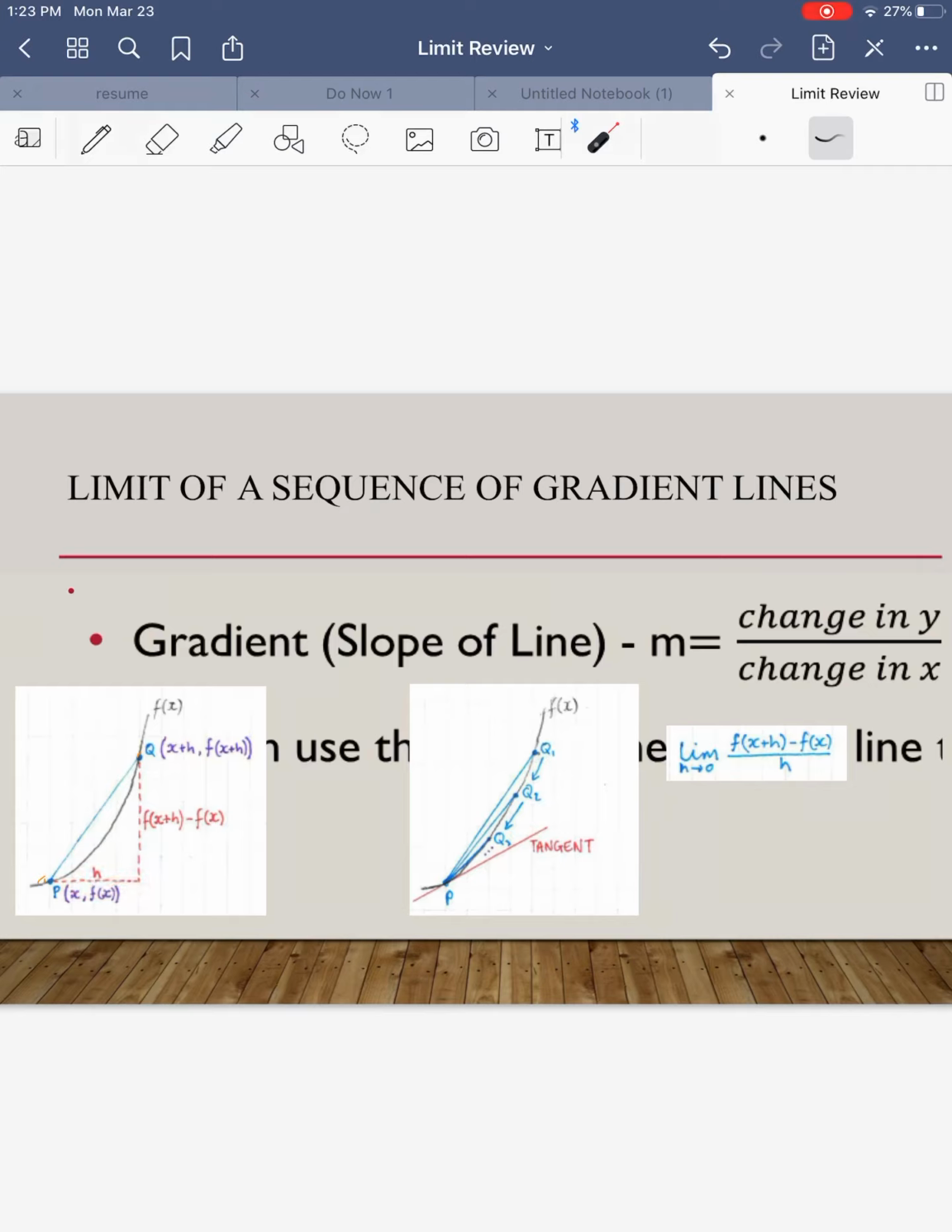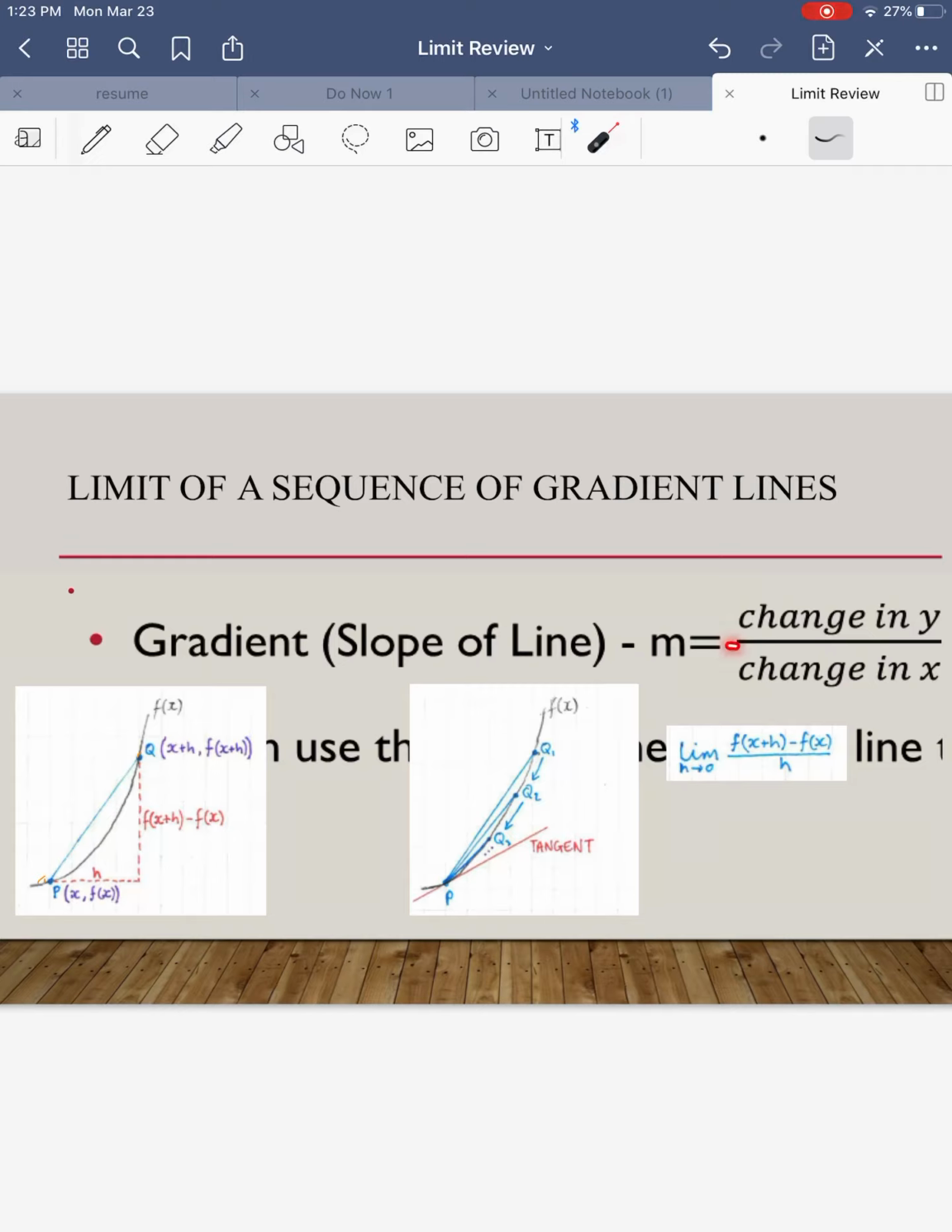And so we can evaluate to get the y values. So we have f of x. And then we evaluate to get the y value here. So we plug that point in, x plus h. So f of x plus h. And that gives us our y values.